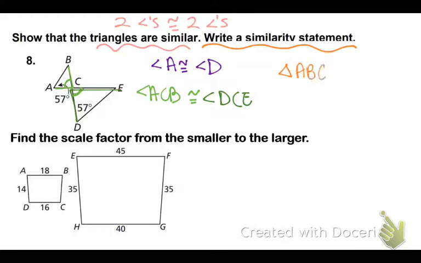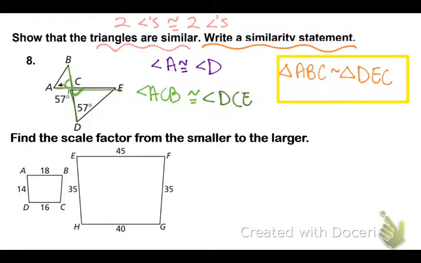ABC is similar to triangle DEC. So A and D are the same measure. B and E are the same measure. C and C are the same measure. All right, so both of these are your answer. This is us showing that the triangles are similar. This is us writing a similarity statement.